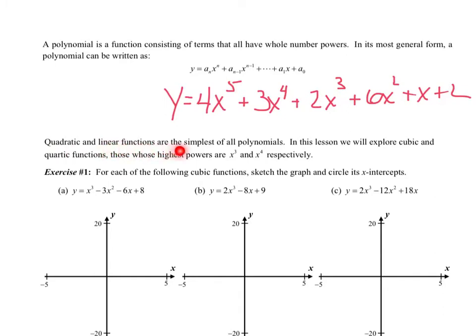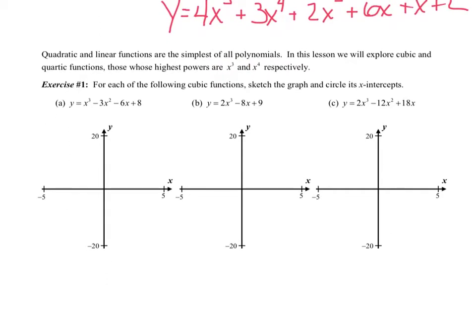Quadratic and linear functions are the simplest of all polynomials. Today we're going to explore cubics and quartics, those whose highest powers are x cubed and x to the 4th respectively. Example 1. For each of the following cubic functions, sketch the graph and circle the x-intercepts.